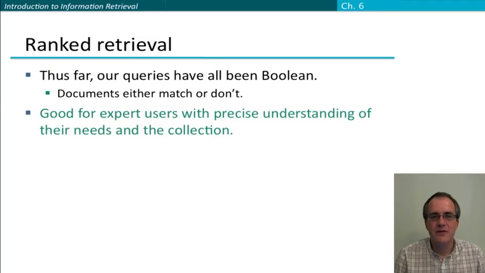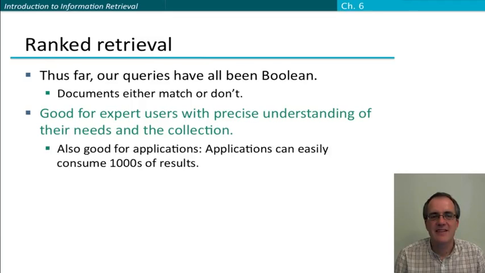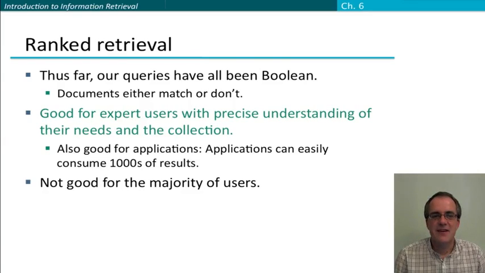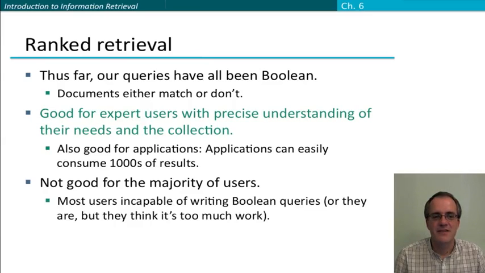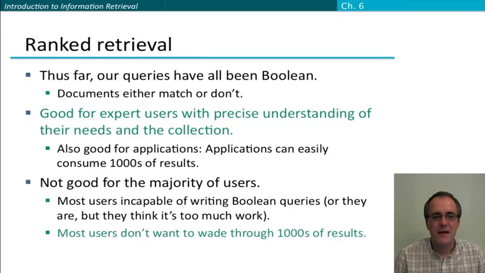Now this can be good for expert users with a precise understanding of their needs in the collection, and it can also be good when an information retrieval system is a component in a larger application. The system can consume thousands of results and adjust the query as needed. But such a system turns out not to actually be good for the vast majority of users. Most users are incapable of writing good Boolean queries, or even if they can write them, they think it's far too much work to write them. And in particular, Boolean systems often produce thousands of results and users don't want to wade through thousands of results. This is particularly true of web search applications.